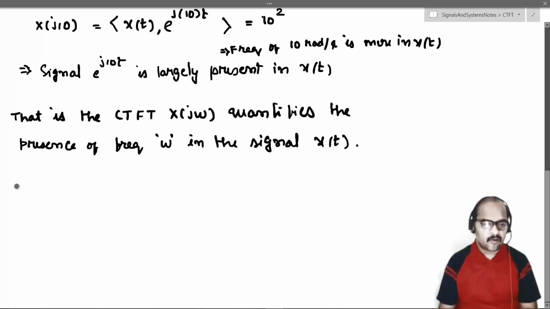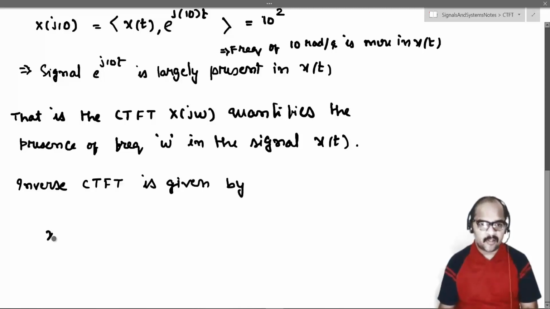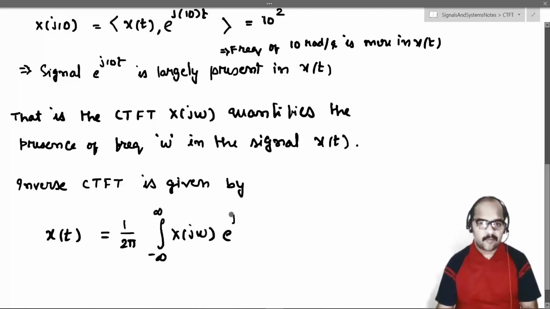Okay, so then we call it the inverse Fourier transform. So what do we call it? Inverse CTFT. So inverse CTFT is given by, so you have to get back the signal x of t. So what is that? x of t is equal to 1 by 2 pi integral minus infinity to infinity x of j omega multiplied with e power j omega t d omega.